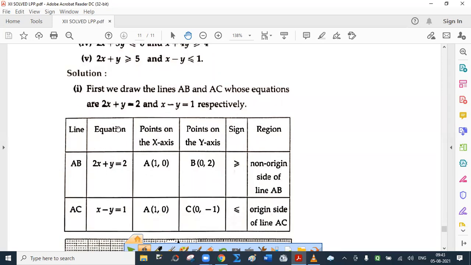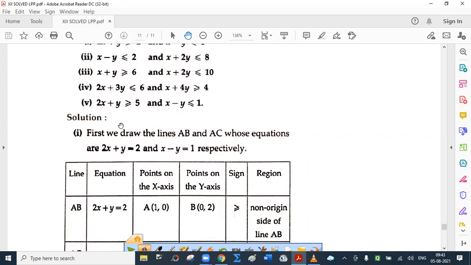See, line AB, this is the equation. Points, no, it should be point. Point on x-axis, A(1, 0). Point on y-axis, (0, 2). See, in some exceptional case, we do not consider point on any of the two axes. I'll explain that. This is the sign. Now, region, that we come to know only after drawing the graph.